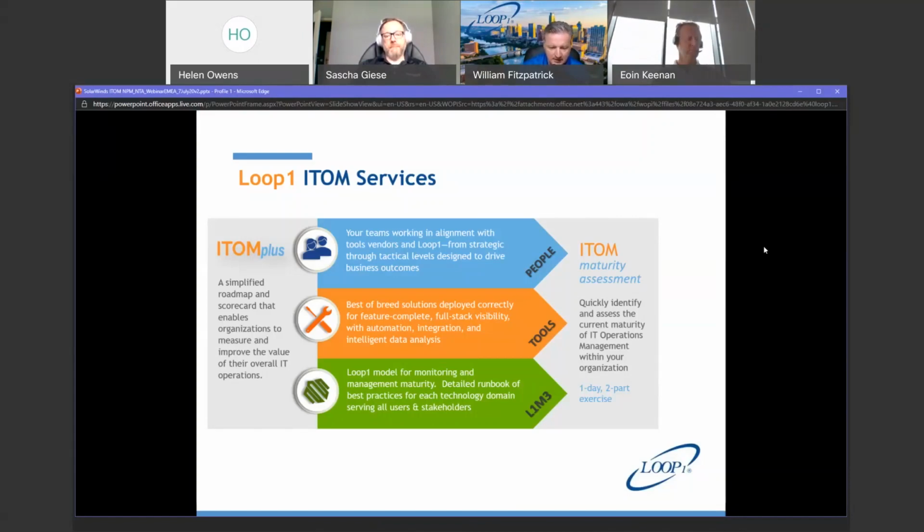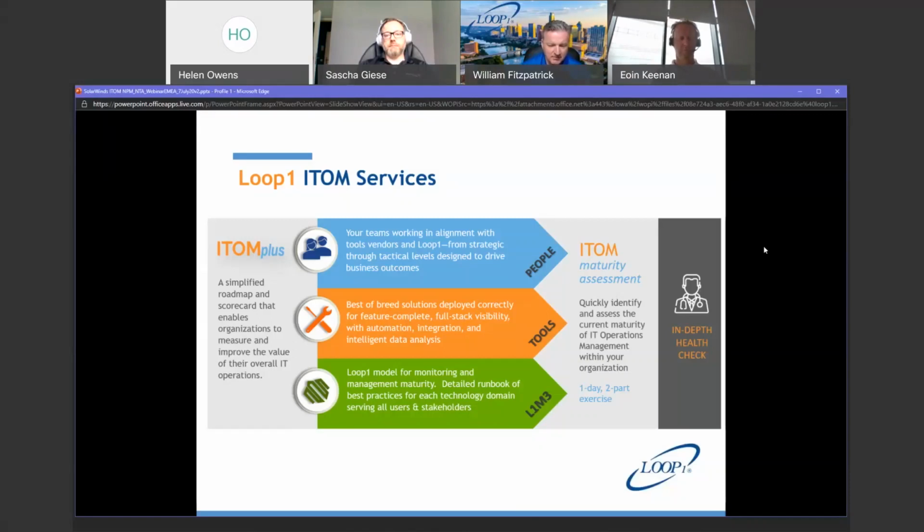And then we're going to, of course, go beyond that with our maturity assessment to look at the non-SolarWinds tools that you own and how the platforms can be integrated and automated for incident management, as well as reporting and data analytics. And that is our ITOM maturity assessment.